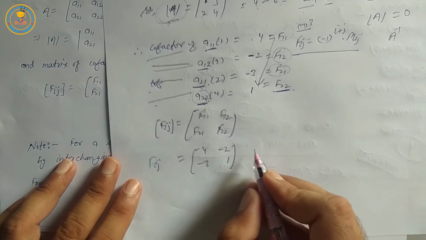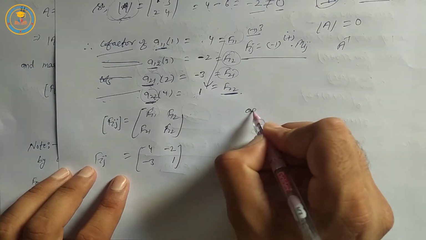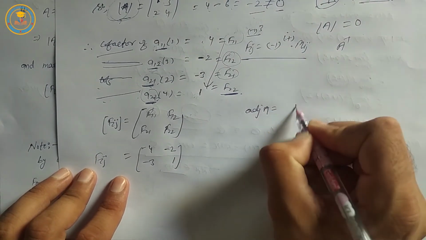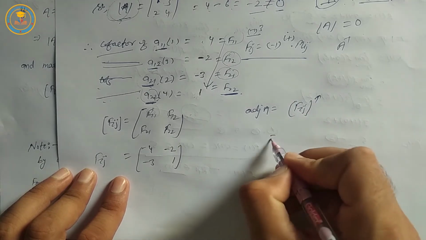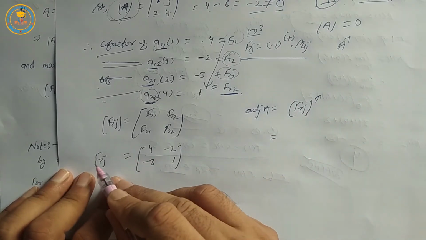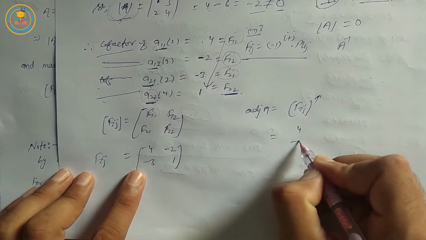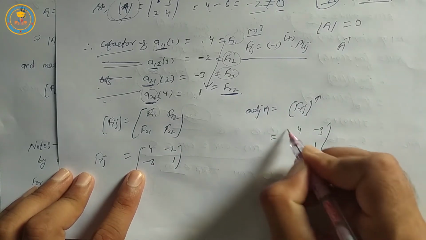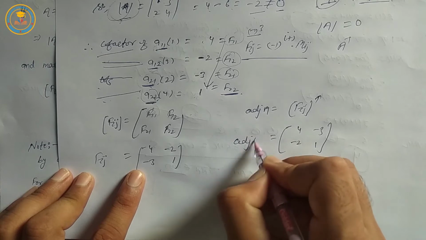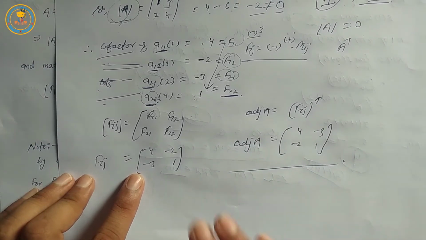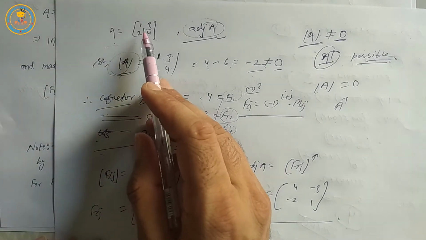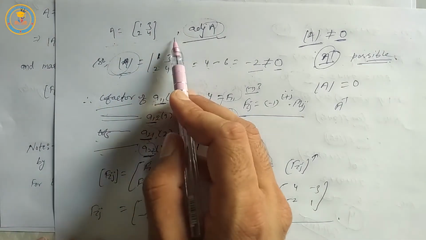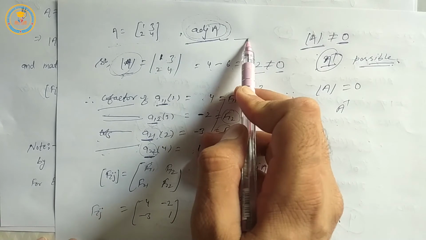Fij. Okay, adjoint A is equal to Fij to the power of T. It means transpose of matrix Fij: 4, minus 3, minus 2, 1. That is the adjoint A, that is the answer. Okay, again: square matrix A equal to 1, 3, 2, 4. Then find the value of adjoint A.